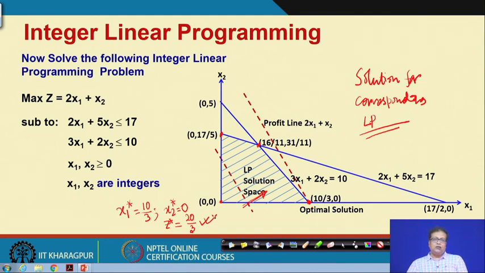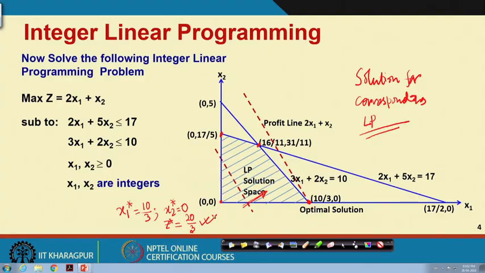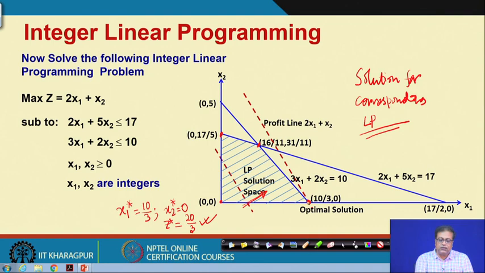But we do not want this optimal solution, we want the integer optimal solution. Obviously 10 by 3 is slightly bigger than 3, not an integer, so we shall not accept this solution. So, what should we do? This is our LP solution space. We should see how many integer solutions are covered within it. Let us see what they are.